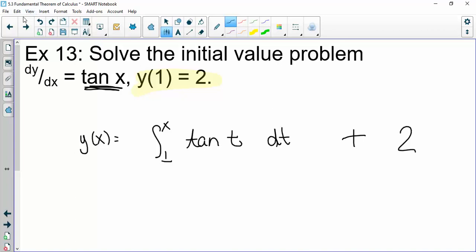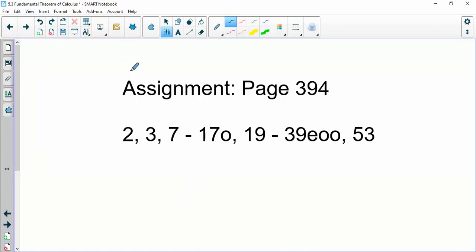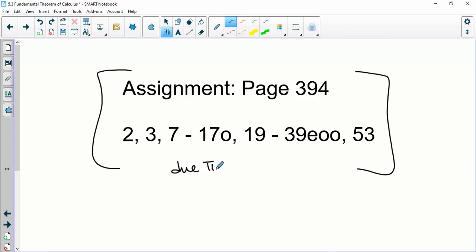All right, so we are done, and you guys have a ton of time right now to get this assignment done. It is due tomorrow, and we will be moving on.